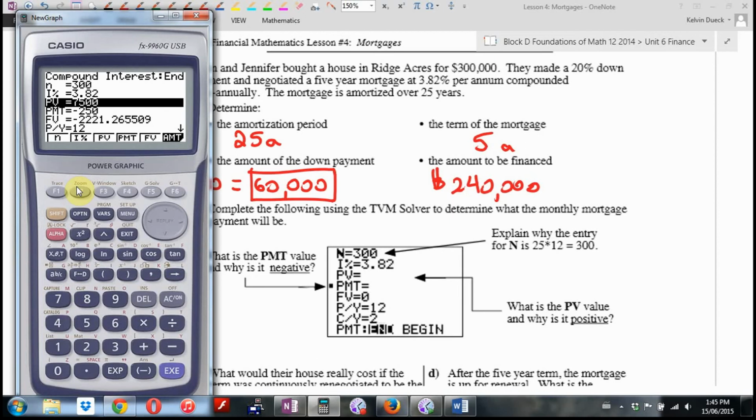We are making a payment. So since we're making a payment, that's money that we're putting out. Let's call it negative. Okay? We don't know what it is. That's what we're trying to figure out. Let's put a 0 there temporarily.